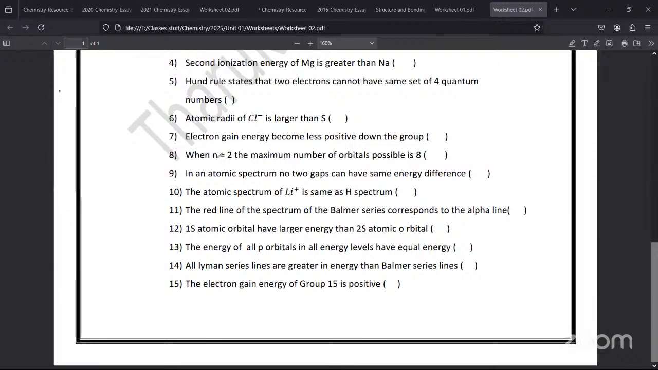When n equals 2, the maximum number of orbitals possible is 8. For the maximum number of orbitals, I told you the equation is n squared. So 2 squared is 4.